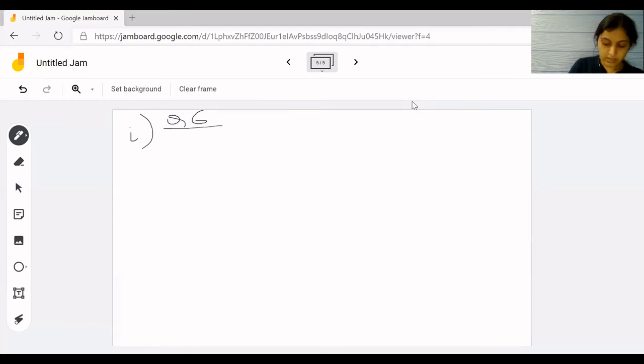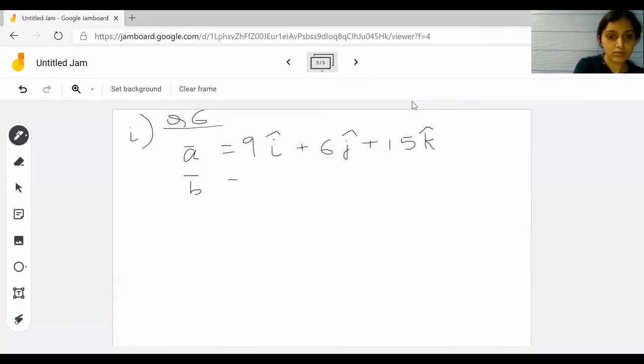So A bar is equal to minus 9 i cap plus 6 j cap plus 15 k cap, and B bar is equal to 6 i cap minus 4 j cap minus 10 k cap.